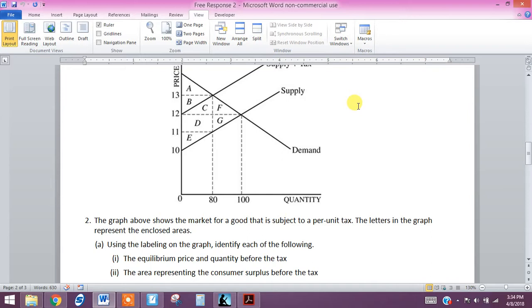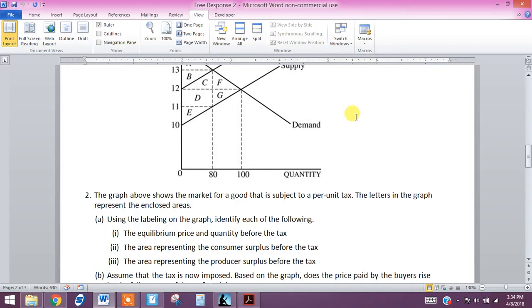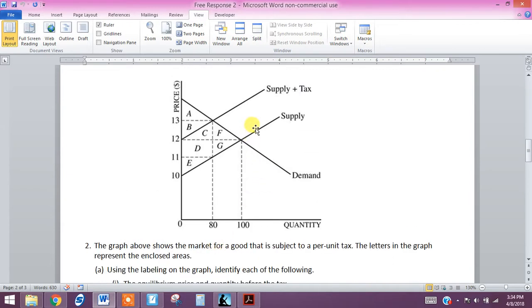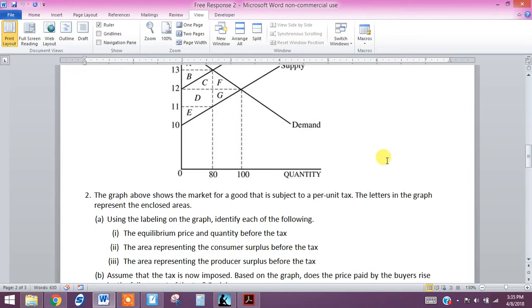Okay. Now, using the labeling, we need to identify the equilibrium price and quantity before tax. That's easy, right? It's right where the original supply curve intersects with demand. So we have a quantity of 100 and a price of $12 right here. Okay, that point right there. We want to identify the area representing consumer surplus and producer surplus before tax. So let's jump over here.